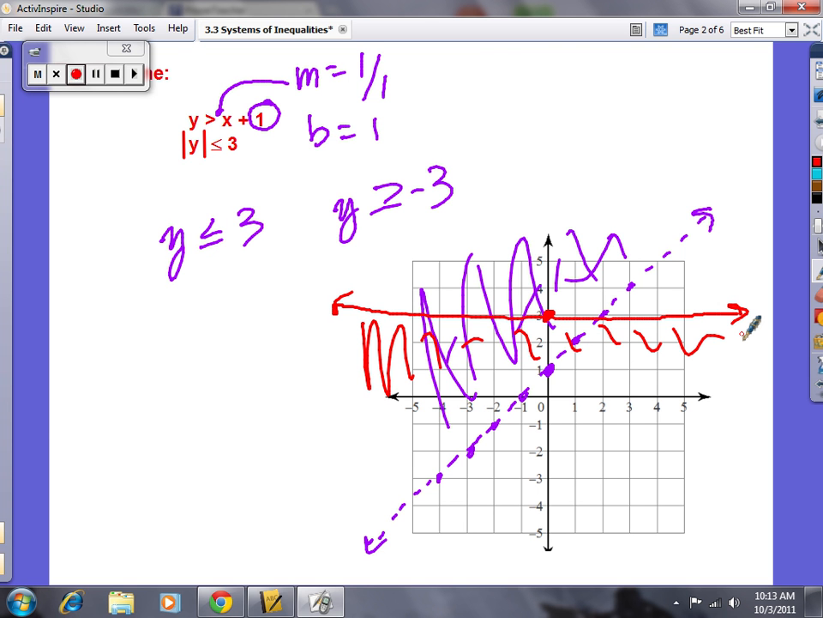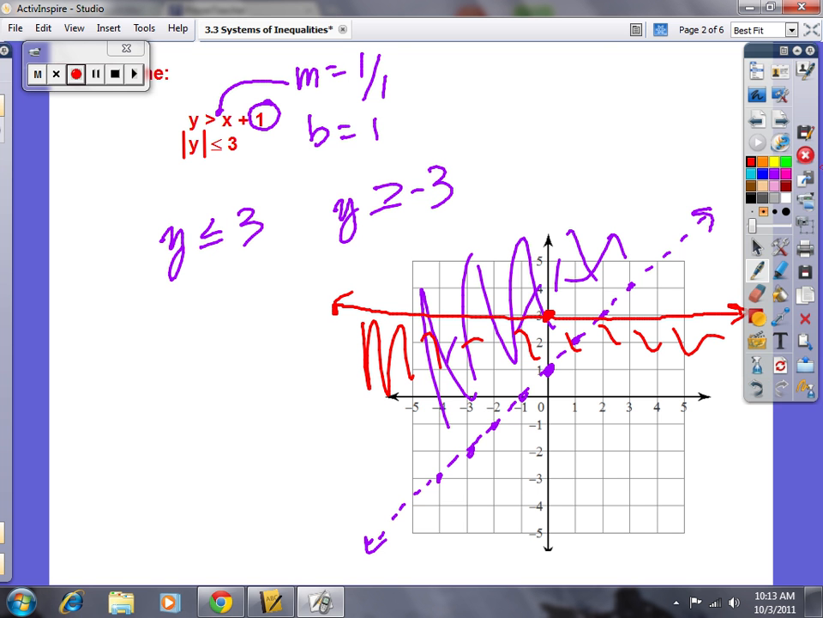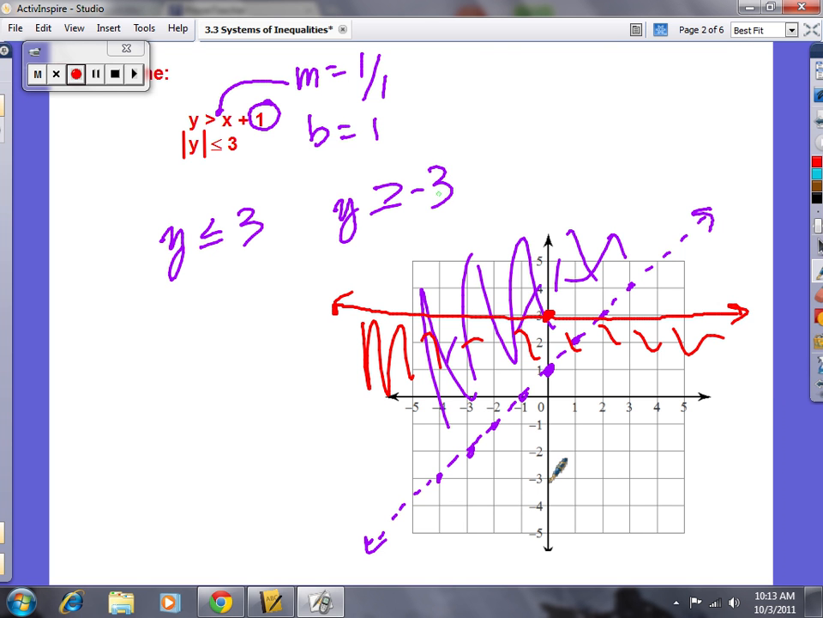And now this last and third, y is anything greater than or equal to a negative 3. Let me switch colors. Let's do green. Y is greater than or equal to a negative 3. So on your y-axis down here, negative 3, you're going to have a horizontal line, solid. And y is anything greater than, so it's going to be above.